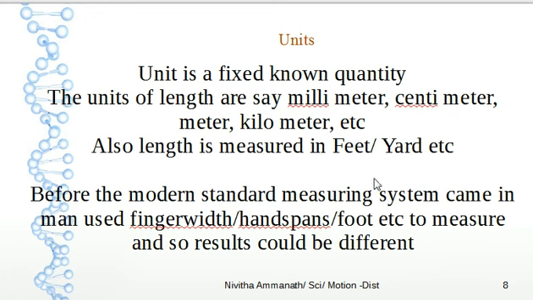This is called the British system of measuring. 1 foot is around 30 centimeters, approximately, not exactly equal, but a little bit around. And then you have feet and other methods of measurement in different countries according to their own historical reasons. Before the modern standard measuring system came, before feet, yard, meter and all came, man used to measure things using finger width. Finger width is how thick one finger is. Hand span is the end of the thumb to the end of the small finger.